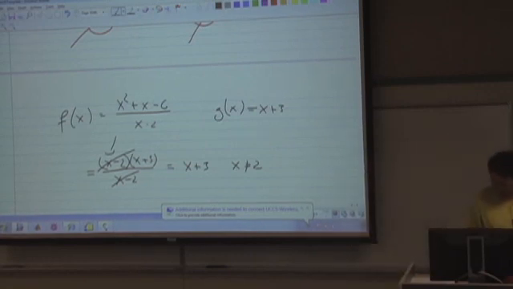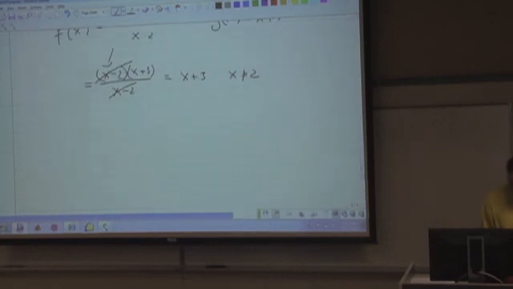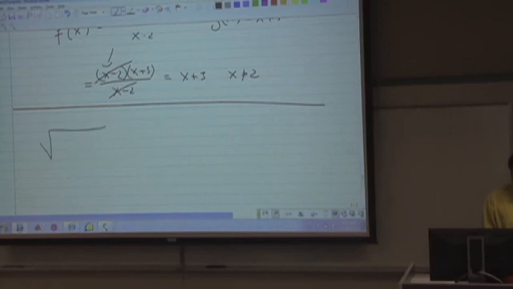Oh, yeah. The other thing, which made my hair raise up. The square root of 9x squared plus 1 is not equal under any circumstances to 3x plus 1.